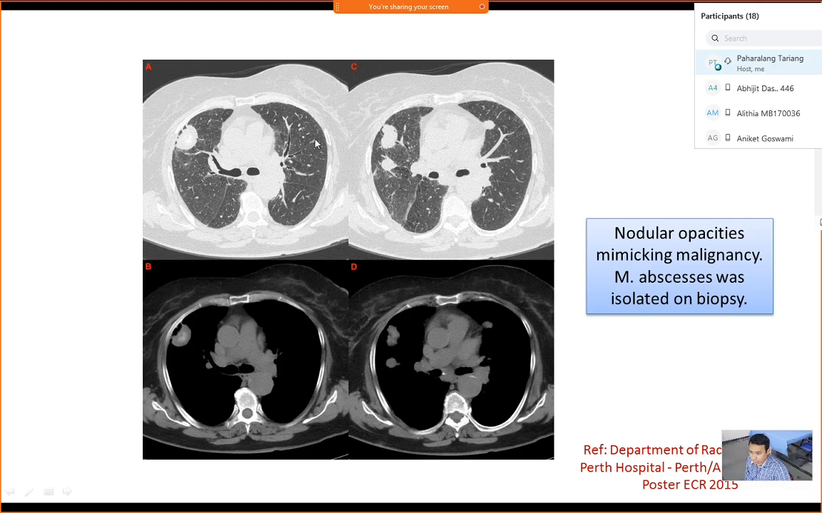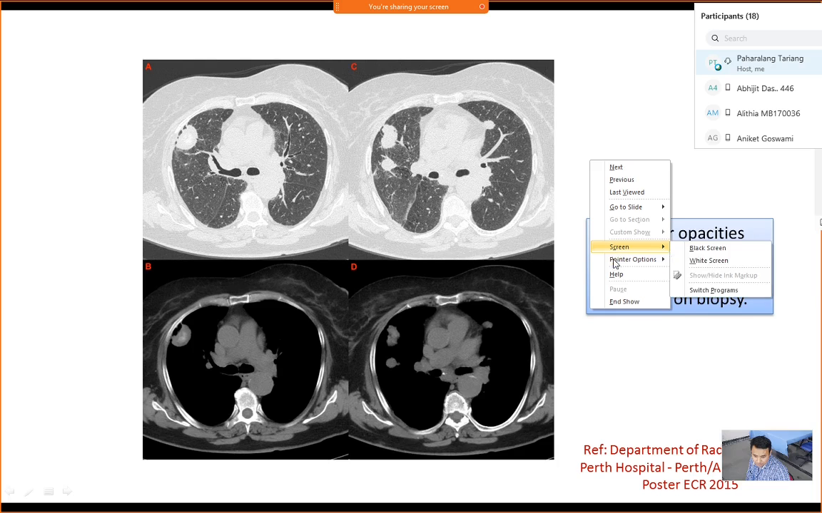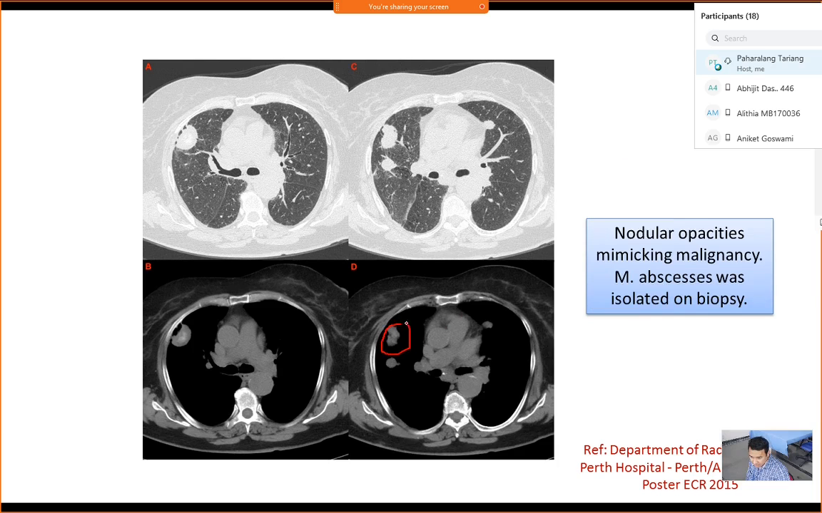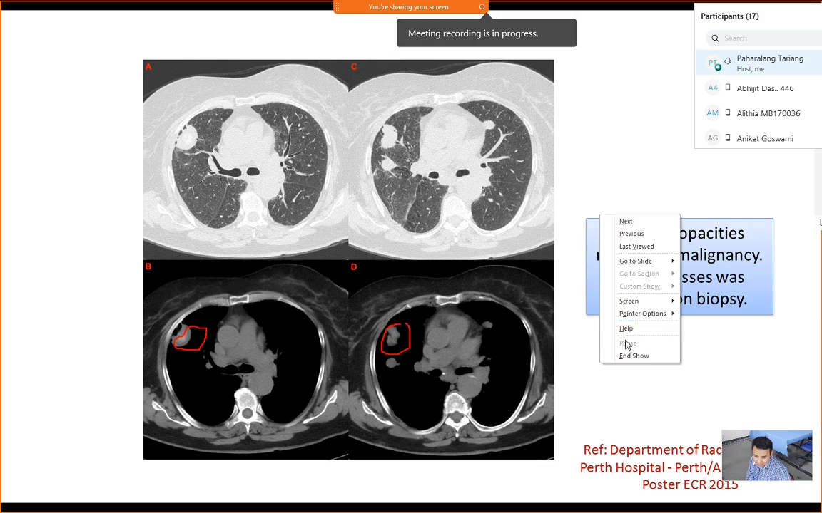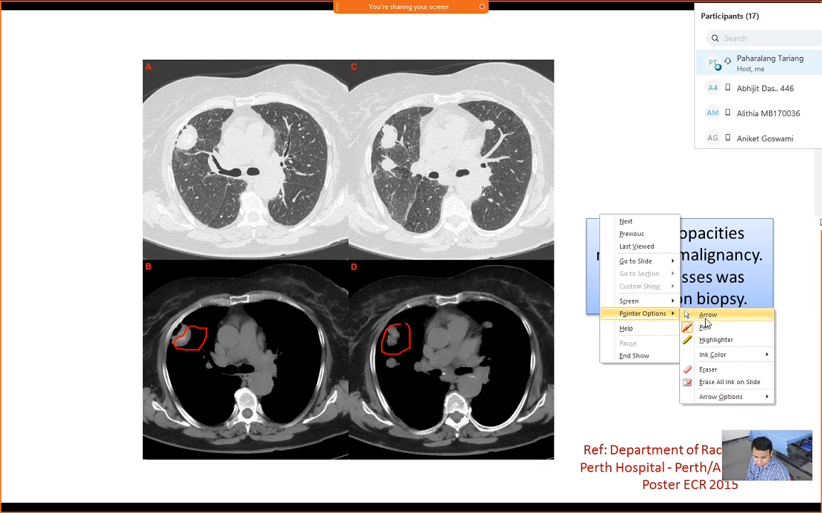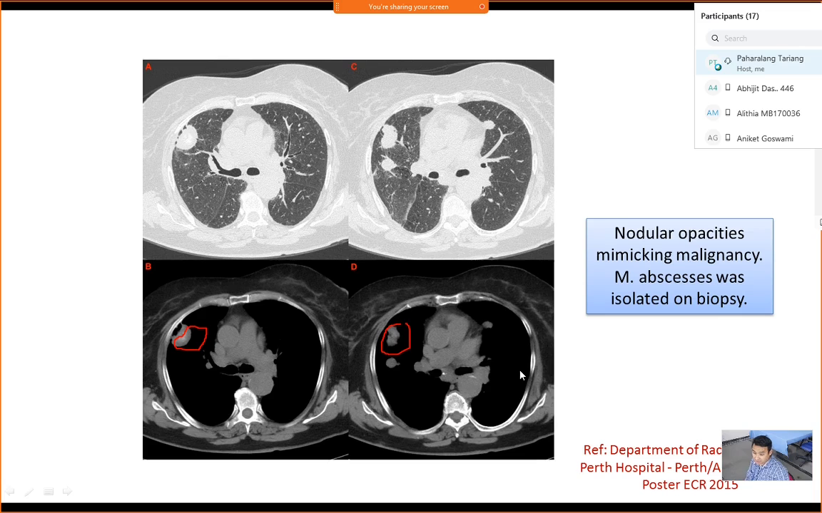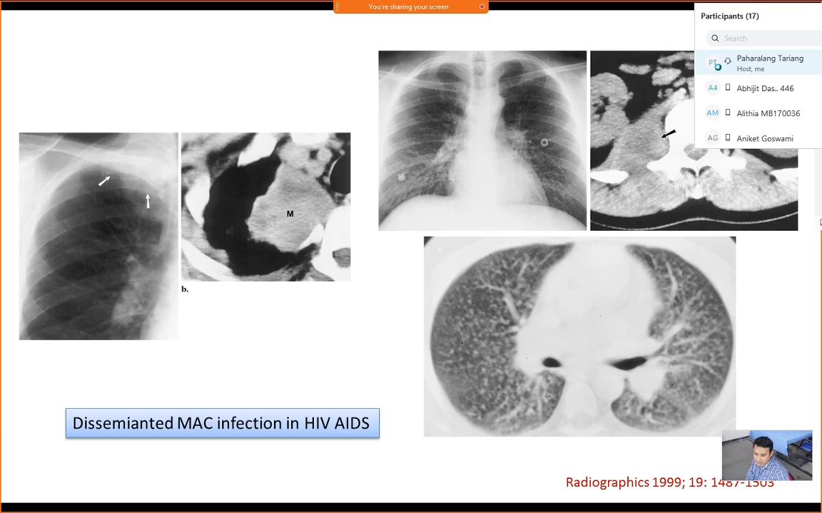Okay, so this is again nodular opacities due to MAC, which are mimicking malignancy, especially if you look at these lesions here. If you look at this particular one, this one, you find that the opacity is heterogeneous. That is why they can sometimes be confused on radiological imaging as a tumor or a malignancy, and hence tissue diagnosis or microbiological diagnosis is very important for achieving a correct diagnosis.